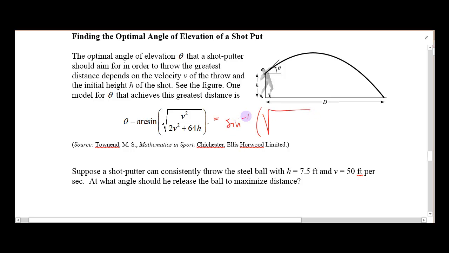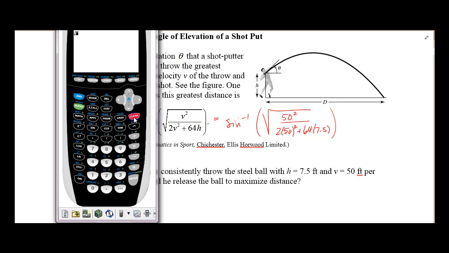So I'm going to take the inverse sine or arc sine, and in the numerator I would have 50 squared divided by 2 times 50 squared, because that's the velocity, plus 64 times 7.5. All of this is under the radical, and then we take the inverse sine of it. So let's see if we can get it put into the calculator correctly.